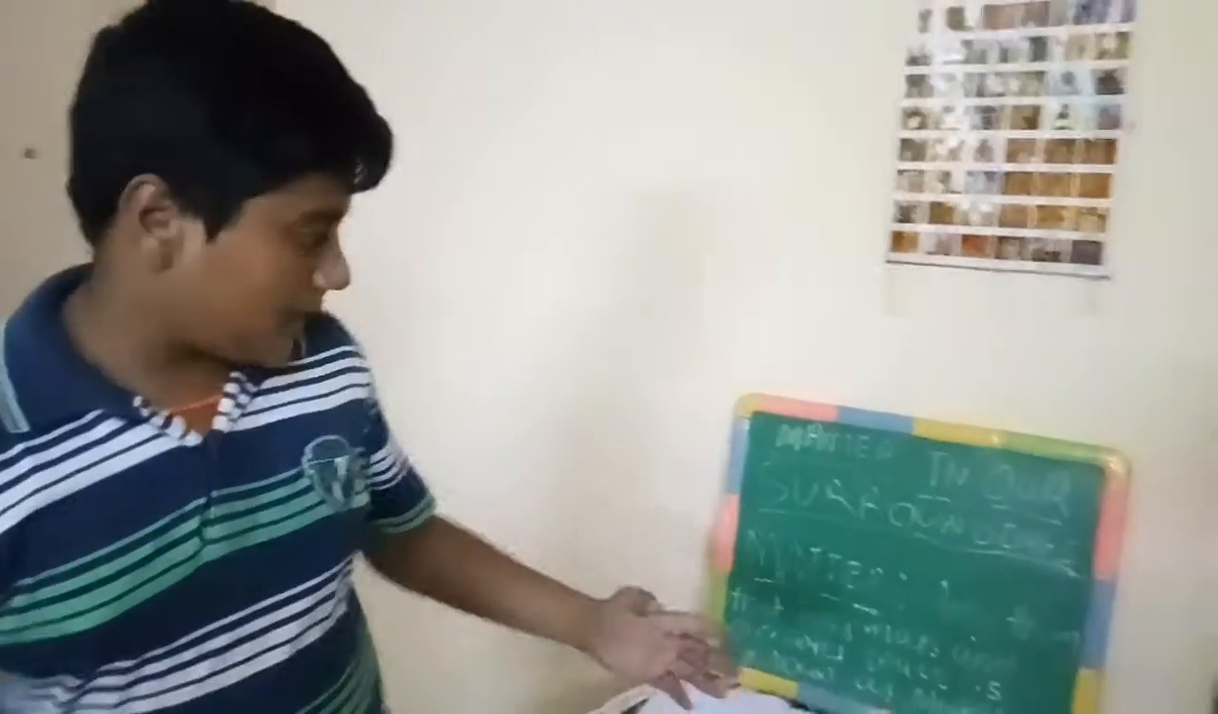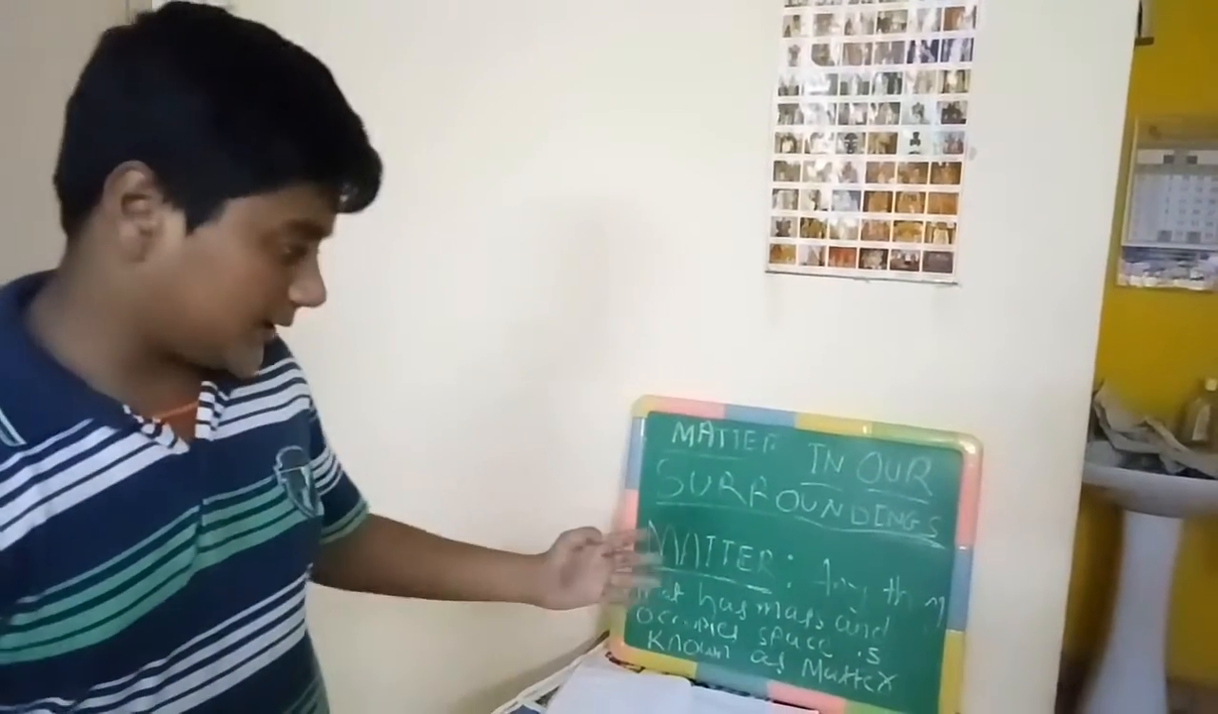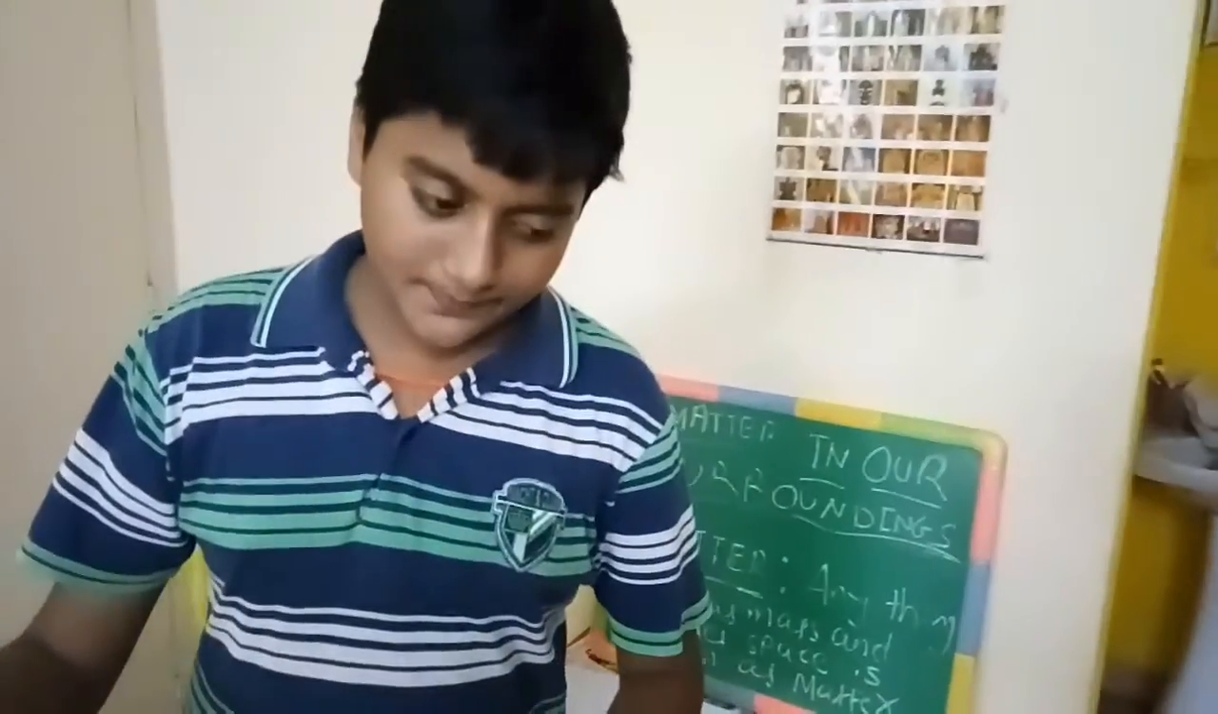Going to teach you the topic matter in our surroundings. First, for learning this lesson, we need to know what is matter. Matter, anything that has mass and occupies space is known as matter. Then we need to know what are the characteristics of matter.